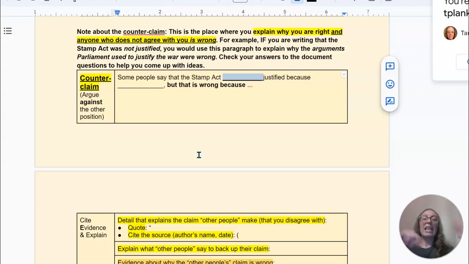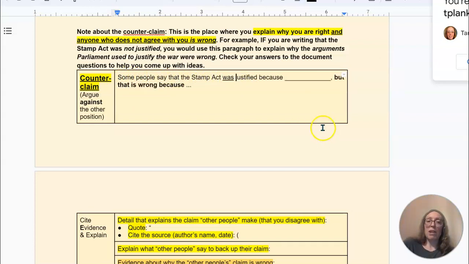So we're arguing against the other position, and I'm going to switch sides for this. You must stick with one position. But because I don't want you copying mine, I'm doing a switcheroo here. So ignore that part of the essay I was just doing. And imagine that I'm writing an essay saying the Stamp Act was not justified. Of course it wasn't. No representatives and all that. It's not justified. So if that's what I'm saying in my essay, I'm going to say some people say that the Stamp Act was justified.